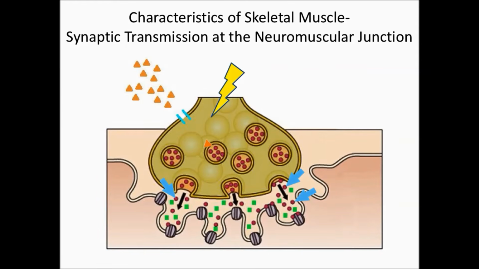The neurotransmitter that diffuses across the synaptic cleft binds to the receptor of a chemical-gated sodium ion channel. The binding of the neurotransmitter to the receptor causes the chemical-gated sodium ion channel to open, allowing sodium ions to diffuse across the sarcolemma and thus creating a new action potential within the muscle fiber.